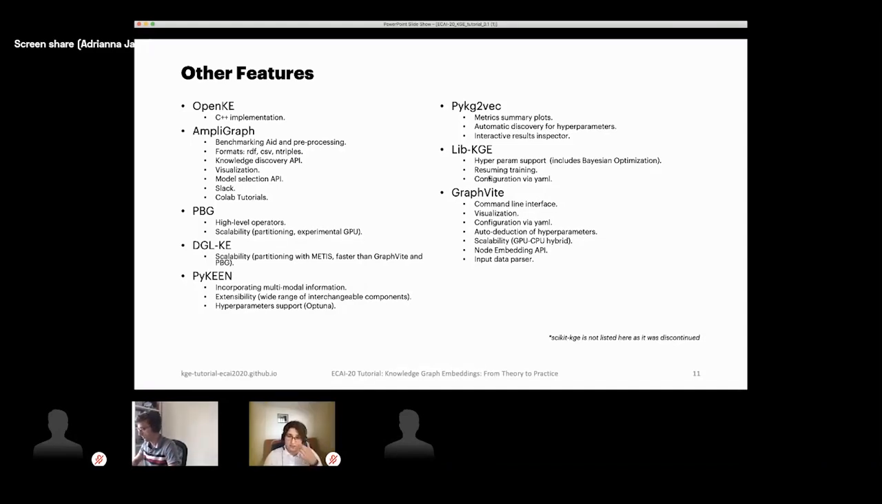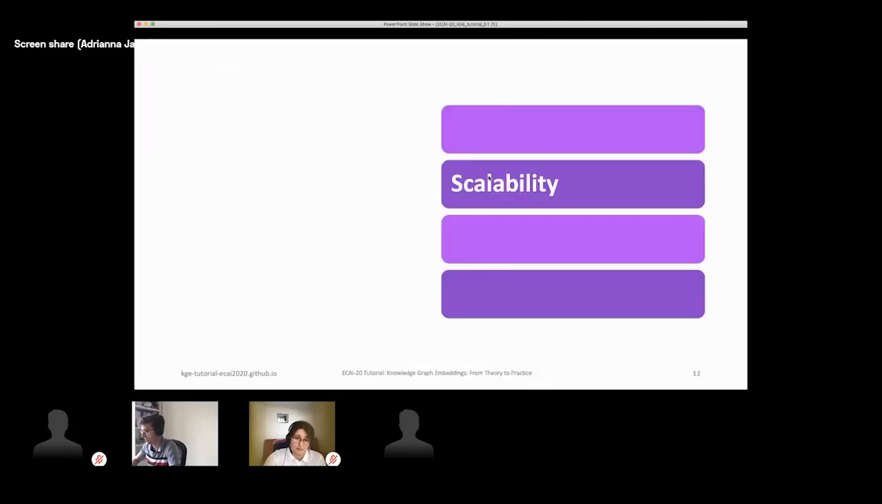PyKG2Vec has some visualization and an interactive results inspector, and also automatic discovery for hyperparameters. And LibKGE also has hyperparameter support with Bayesian optimization and resuming training configuration with YAML files, which is also available in GraphVite, which is also scalable with GPU-CPU hybrid. It also contains different paradigm models for a node embedding API, and has a custom input data parser and visualization and auto-detection of hyperparameters. So there's a lot there, and the list probably is not closed.